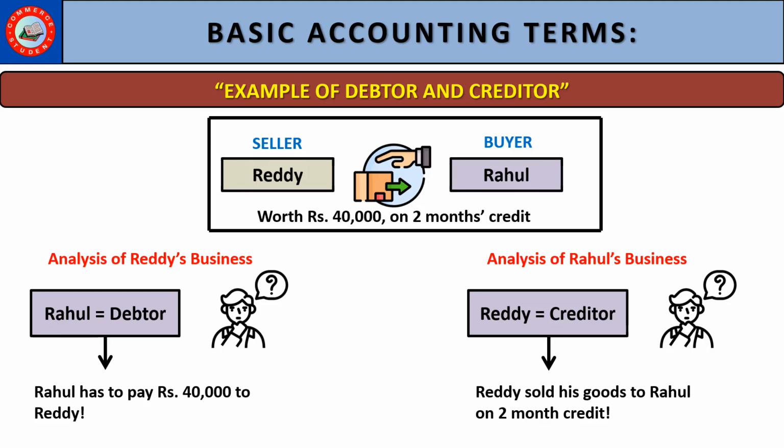Now shift the perspective to Rahul's business. In this context, Reddy transforms into a creditor. Why? Because he is the one who extended credit to Rahul, trusting him to settle the dues.